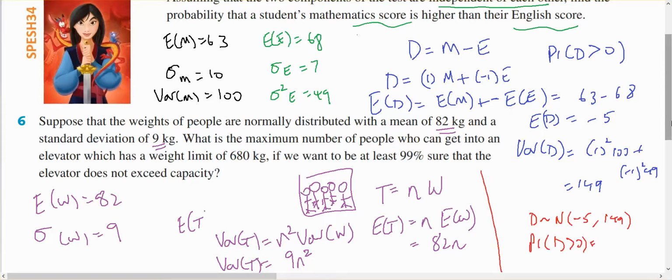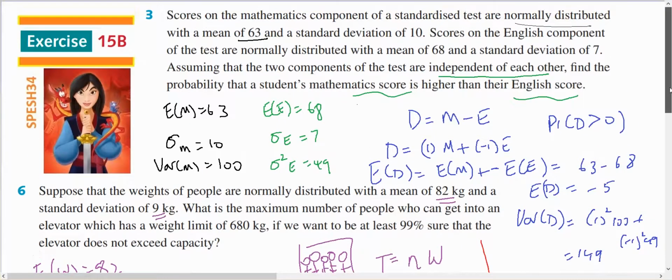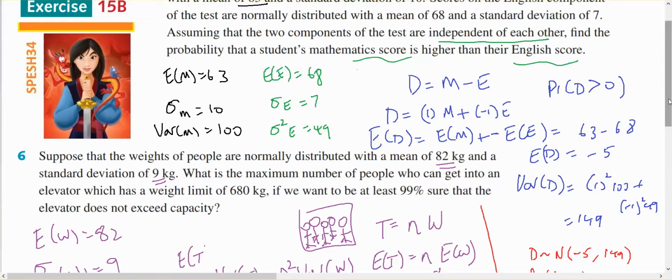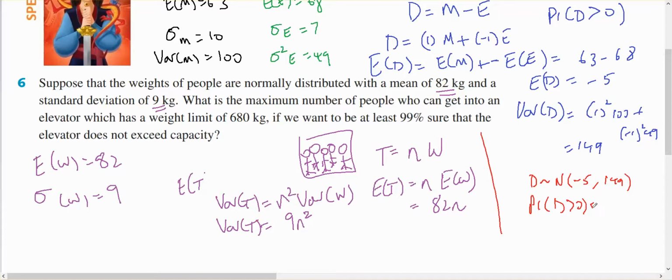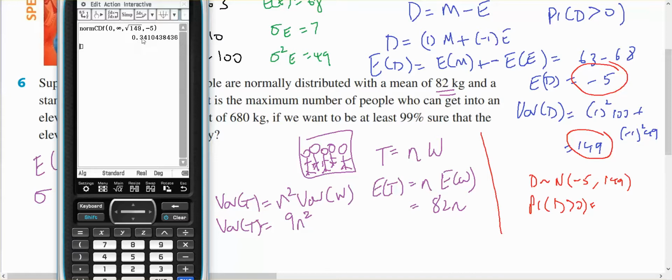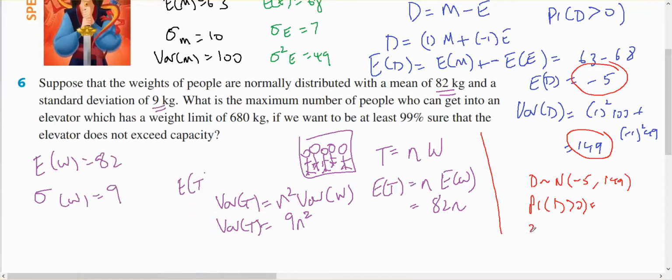Okay, so how do I work out these probabilities? Going back to question number 3, I want the probability that the maths score is higher than the English score. Therefore, what is the probability that D is bigger than 0? I know the mean of D is -5 and the variance of D is 149. And on a calculator, if the lower is 0, the upper is infinity, sigma is the square root of 149 and the mean is -5. That gives me a probability of 0.34. So 34% chance that maths will be higher than English, so 0.3410 to 4 decimal places.